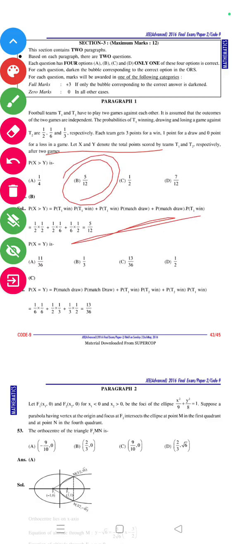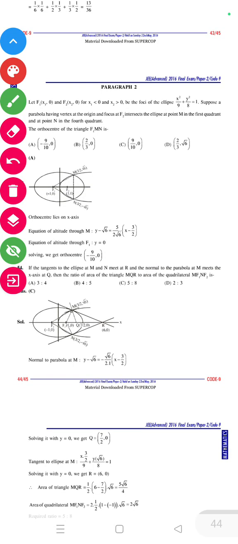और P(X = Y), तो P(X = Y) = P(match draw) P(match draw) + P(T1 win) P(T2 win) + P(T2 win) P(T1 win) = 1/6 × 1/6 + 1/2 × 1/3 + 1/3 × 1/2 = 13/36. तो इसका आंसर क्या जाएगा 13/36.